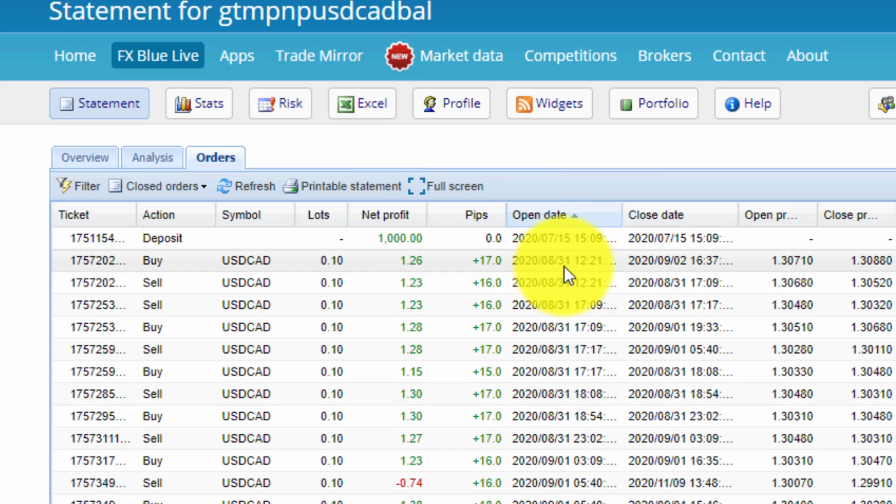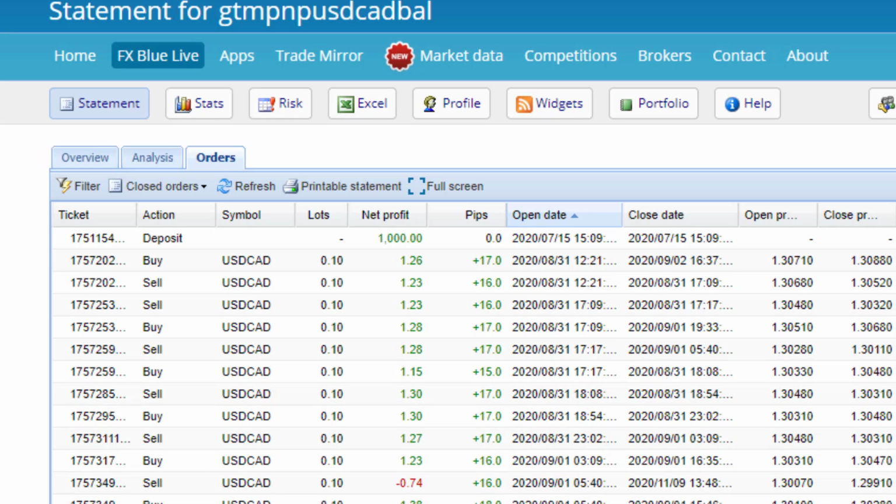So it started on the 31st of August. That's when the first transaction happened. Remember that date, the 31st of August, and today's date is the 25th of September. So we've got a start date and we've got an end date for this trading.